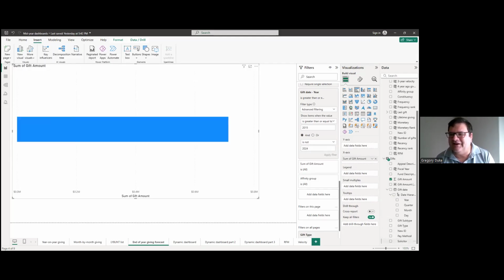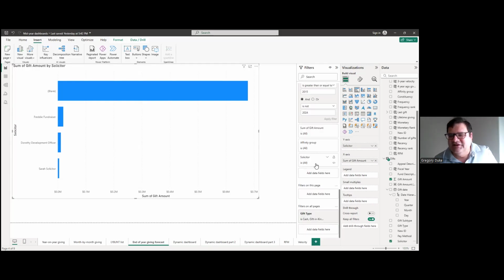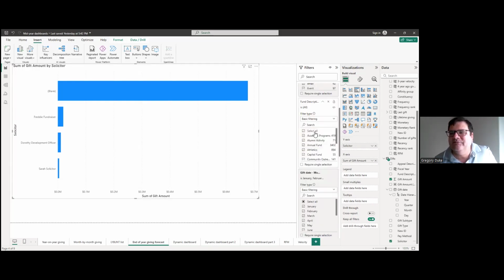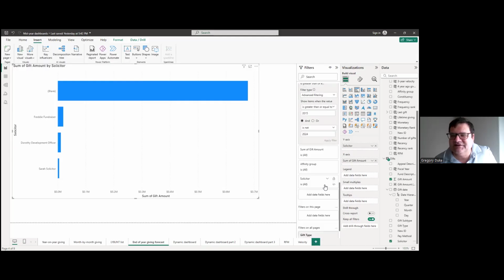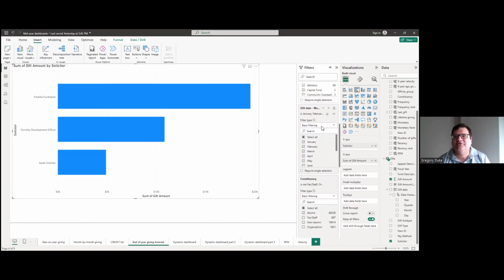We can also look at how solicitors have done over the year. What I did was I just removed all the solicitor information for this client, and I put in fake names: Freddie Fundraiser, Dorothy Development Officer, Sarah Solicitor. So if we remove gifts that didn't have a solicitor, we can see that Freddie Fundraiser did pretty well in the last 6 months of the fiscal. Sarah Solicitor not as well.